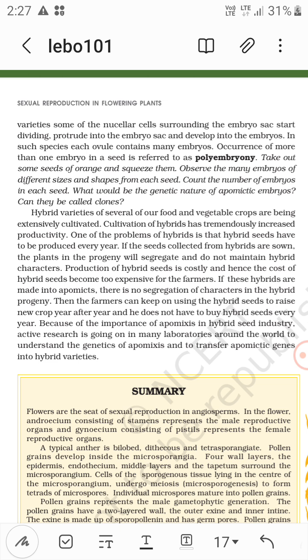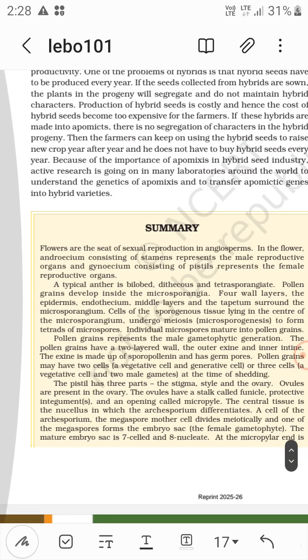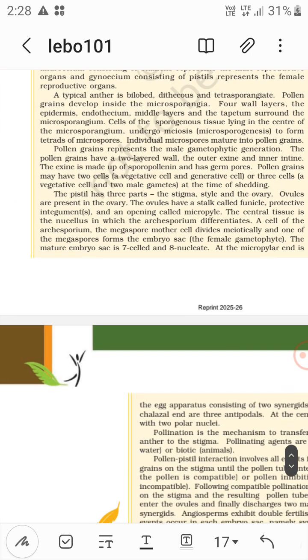Because of the importance of apomixis in the hybrid seed industry, active research is going on in many laboratories around the world to understand the genetics of apomixis and to transfer apomictic genes into hybrid varieties, right?